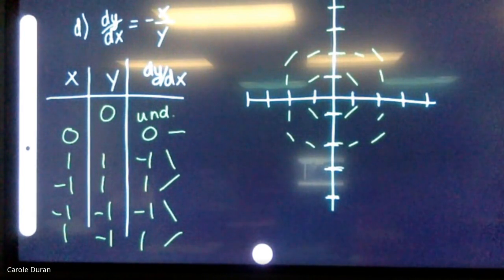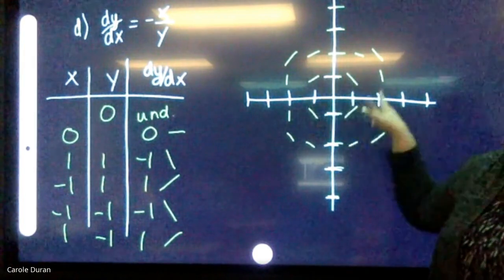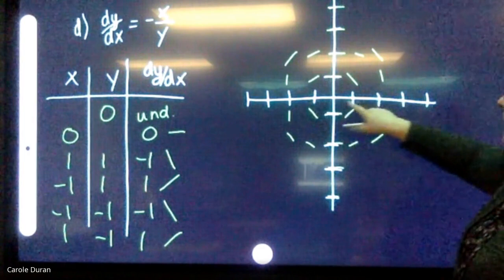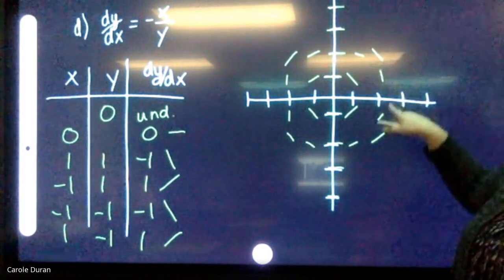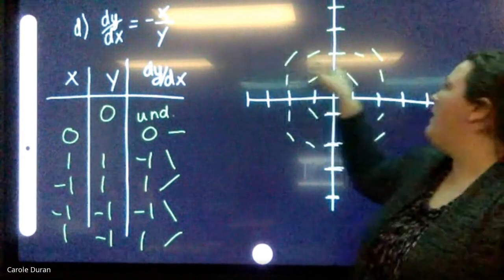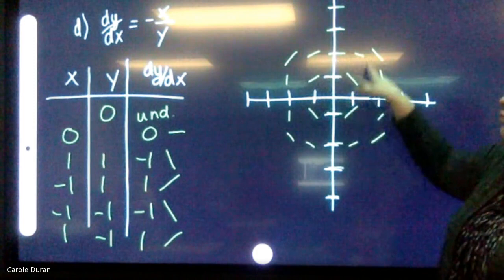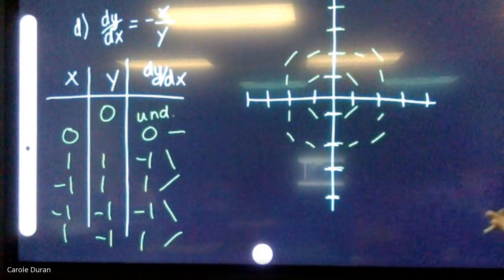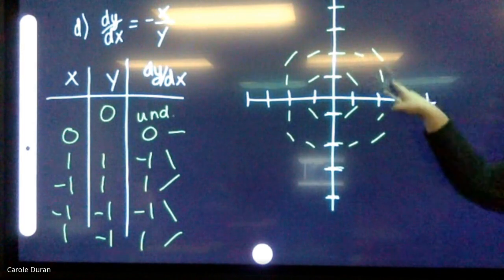I just plugged in points. So 1, 1 gave me this one. Are you good with this inner circle? Okay, so then stepping out, I know the easiest one from here is going to be 2, 2 because they're both the same. 2 divided by 2 is 1, and then I have the negative of that, so it's a -1 slope. Then I can do 1 and 2, which is going to give me a -1/2, which is that slope, and so on and so forth.